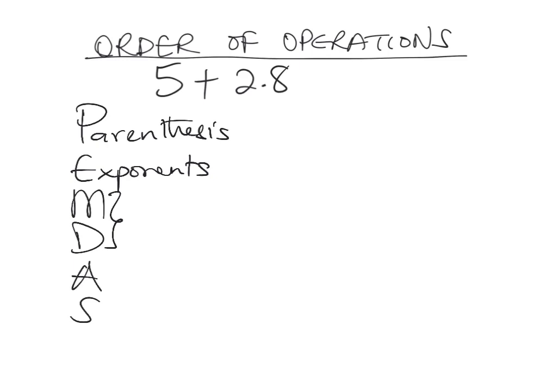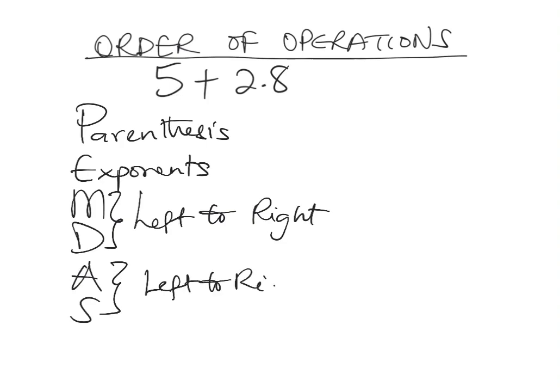Remember that multiplication and division are essentially of equal rank, but you have to go from left to right. And that is the same thing with addition and subtraction. You go from left to right. You basically treat the items on the left before the items on the right using that basic operation.